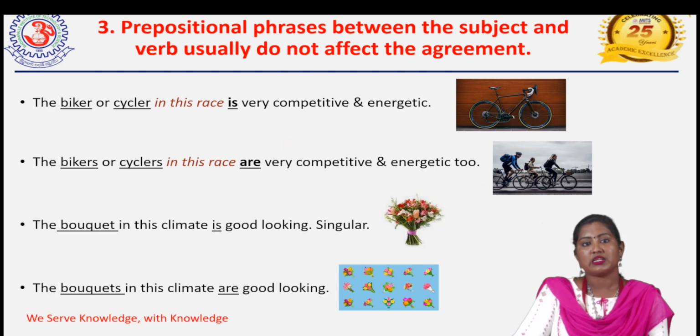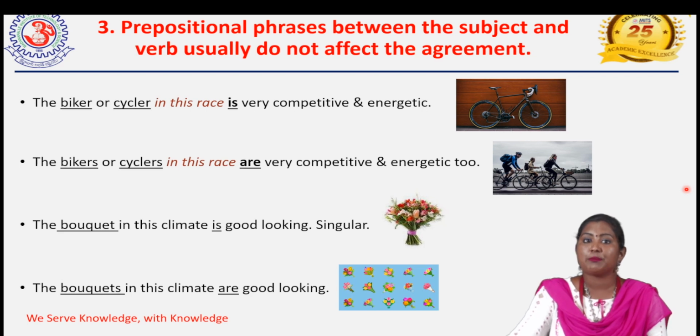And next one, the same sentence, if we change it into plural form: the bikers or cyclists in this race are very competitive and energetic too. So in that case, the plural form takes the are form here, that is the verb is are, which keeps the agreement between subject and verb, even though the prepositional phrase appears in between the subject and the verb.